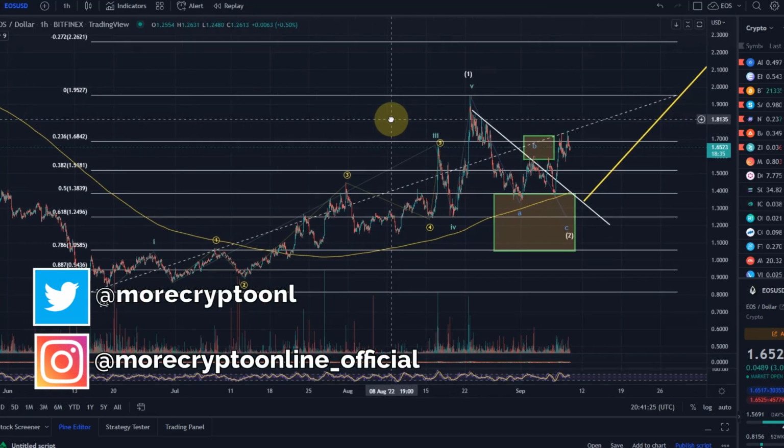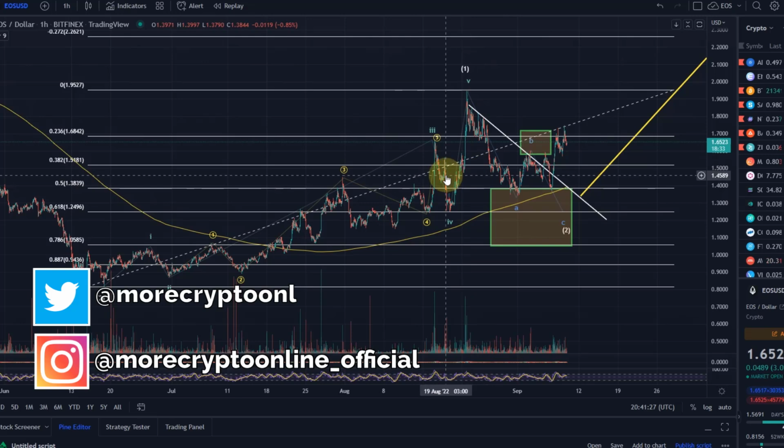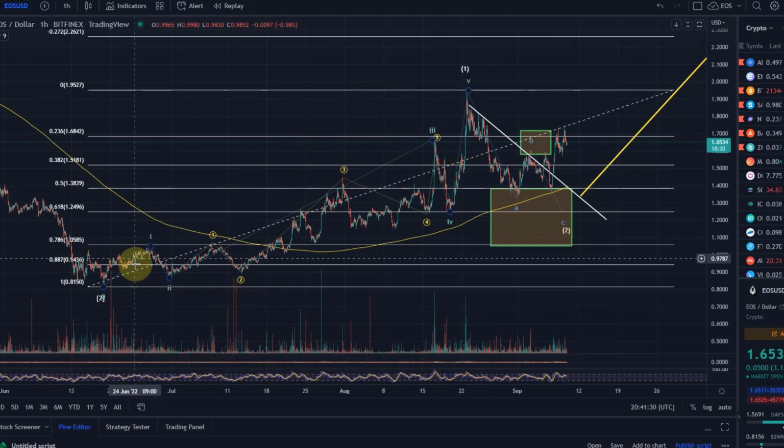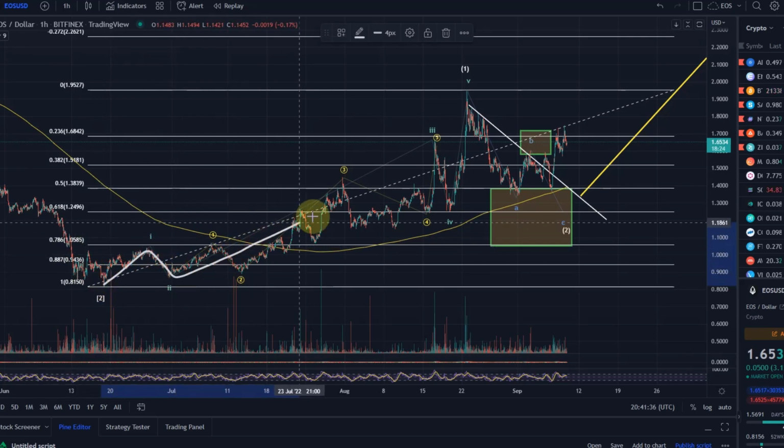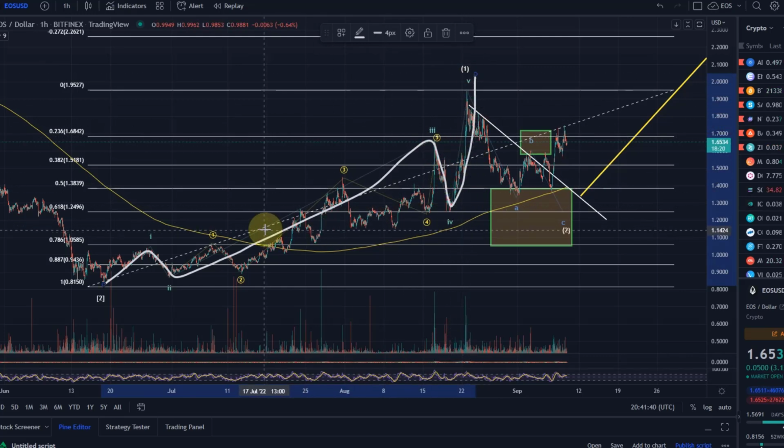EOS is a coin that doesn't look too bad, to be honest. We talked about EOS before and we said we can count an impulse to the upside. In the current market situation, it's just important to be able to distinguish between coins that show a promising structure.